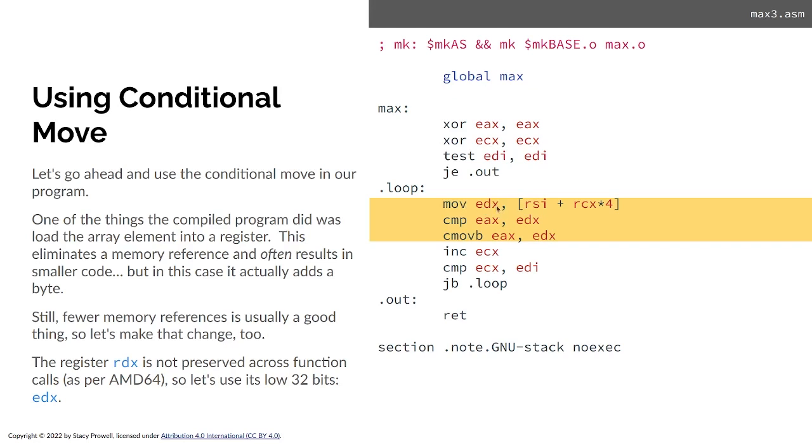We had 2 memory references in the body of our loop. Now we just have 1. So we go get the contents, put it in EDX, we do the compare, and then maybe we move that into EAX. So now there's just 1 memory reference as opposed to 2, and we've eliminated a branch by using CMOVB. That seems great. Now, this is all looking pretty good.